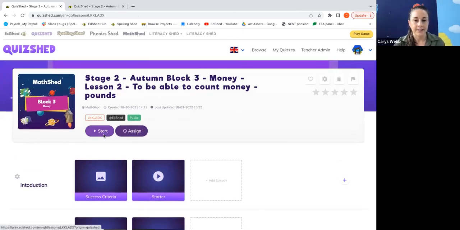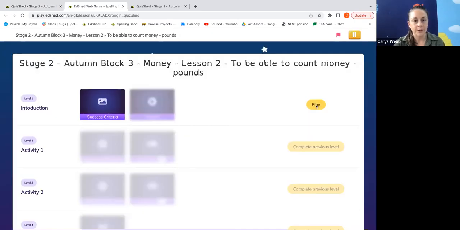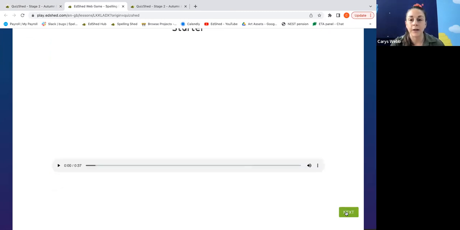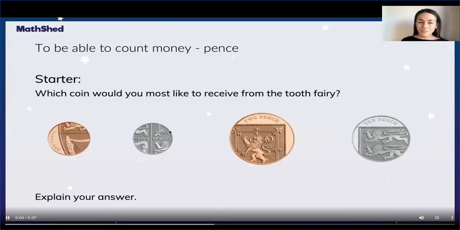So if I click start, we can then just have a preview of what it would look like as a pupil. So it will start off with the success criteria. And these are really good as well for interventions, if you have them as a small group with an adult, because you know they're getting exactly what they need that meets that learning objective.